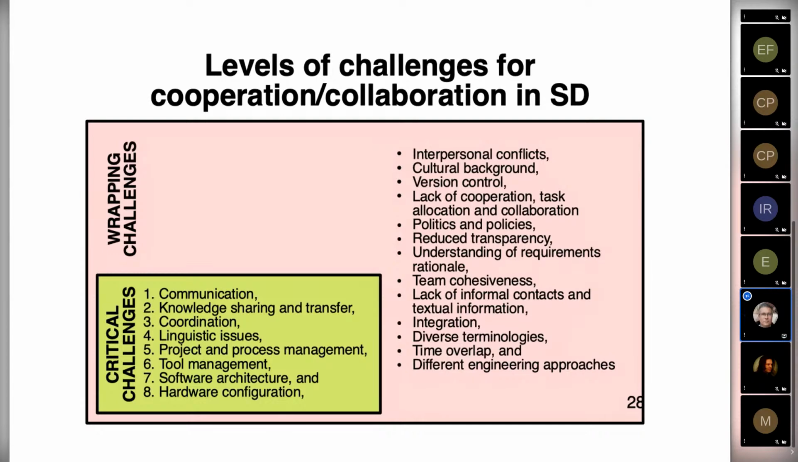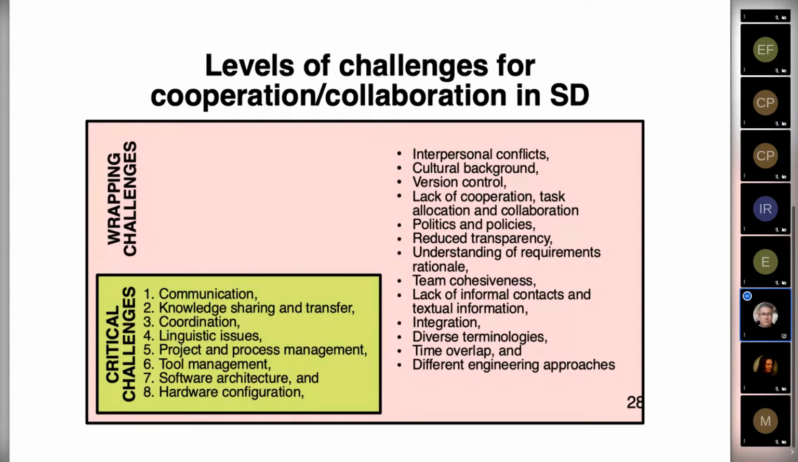be able to manage communication on the team. You need to be able to do knowledge sharing and transfer. You need to concentrate on coordination of the team. You need to concentrate on linguistic issues. That's the reason why we are giving English training, because usually the communication language we use in software development or in software engineering in general is precisely English. We need to concentrate also on project and process management. It's something really important. Also on tool management, software architecture, and also hardware configuration.